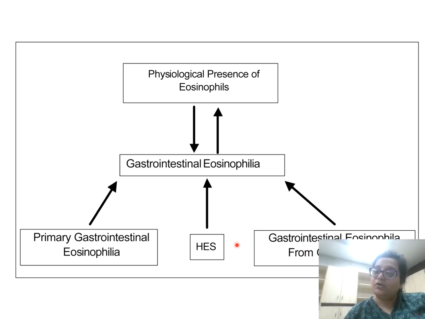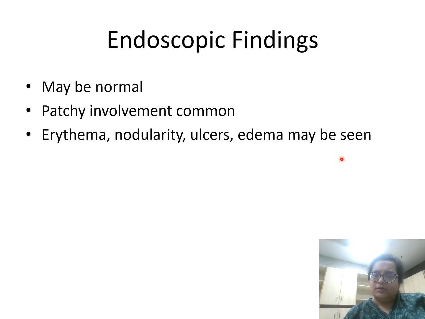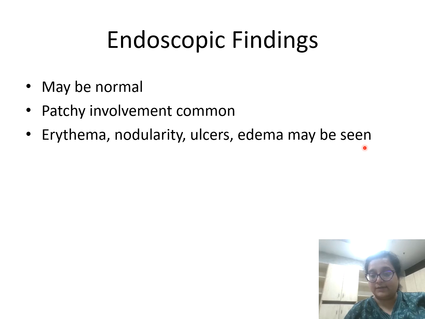So we as pathologists need to be very alert as to where we are seeing the eosinophils and what number of eosinophils we are seeing. If it is mild eosinophilia, the amount of eosinophils is not that much, and the endoscopic finding may be normal. Depending on the degree of eosinophils infiltrating the mucosa, it can be a patchy or a diffuse involvement with ulcers, edema and nodularity. And this is the reason that it is a close differential for inflammatory bowel disease, specifically ulcerative colitis.